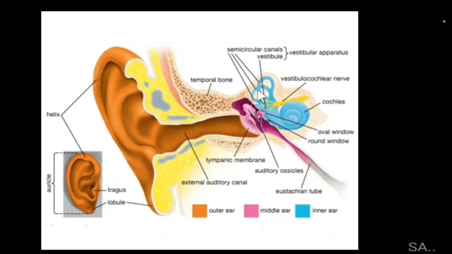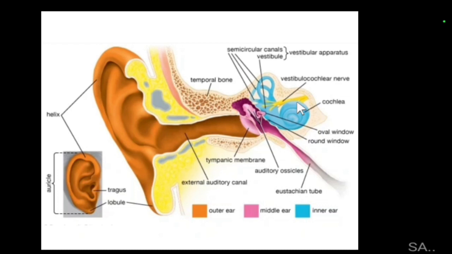There are three semicircular canals. They are also filled with fluid and they are lined with hair cells. And there is a swollen part which is the vestibule. So this vestibular apparatus is linked to balancing.